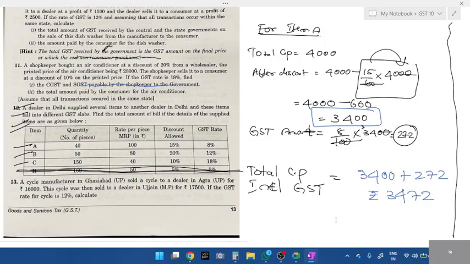Tomorrow before attending the tuition, you can try it, students. If not, try it on Saturday. If no time, try it on Saturday. First subtract the discount, then add the GST. Copy the B and C values. For items B and C, copy the values. Try it later.